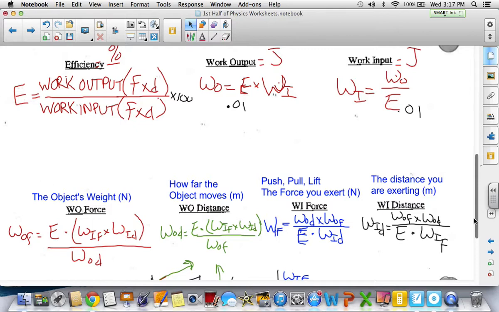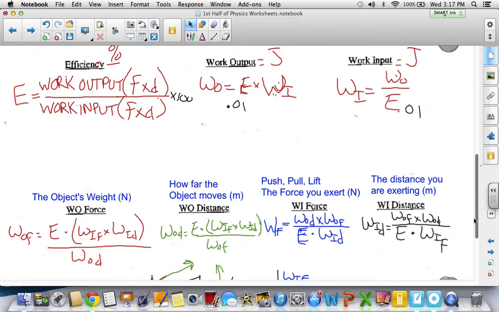Now, when you take the efficiency, remember we have to change the percentage back into a decimal. So that's always one of the things we need to be mindful of. And we can also solve for the work input by taking the work output divided by the efficiency. Again, both of those, the work output and the work input, are measured in joules, which again is a measure of energy for us, and it's also how we measure our work.